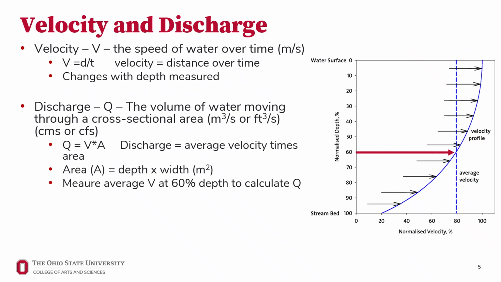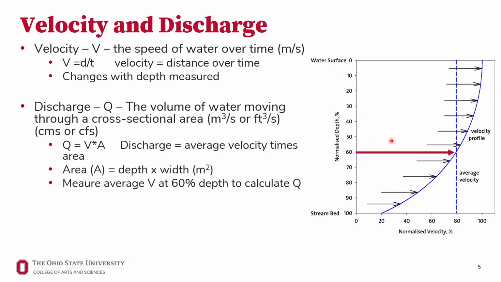Velocity, which is represented by the capital V, is calculated as distance over time. The velocity of the river is not consistent at all the depths of the river. At the bottom of the river, or near the stream banks, the velocity is lower, and the thalweg has the highest velocity. In the figure on the right, we see the depth of the stream bed on the y-axis, as well as the velocity on the x-axis. You can see that the velocity profile changes at different depths of the stream.